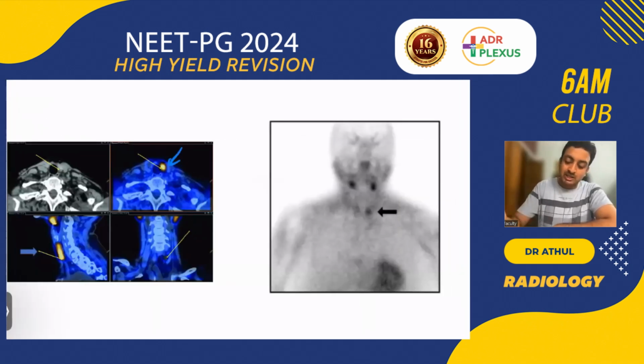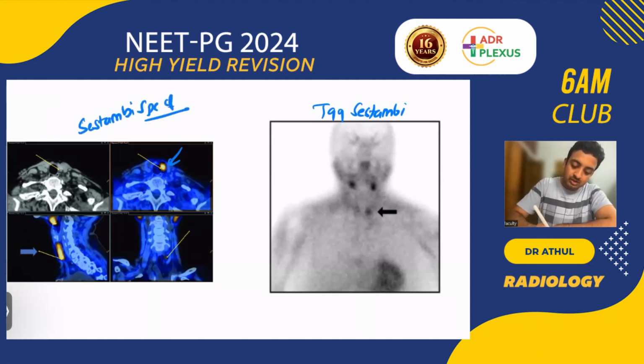See, this is a SPECT image, but this is our technetium-99 sestamibi. So please tell me which is better. This is sestamibi SPECT. Anyway, this will be better. So this will be the answer. So this is SPECT. Okay, so that is the concept.